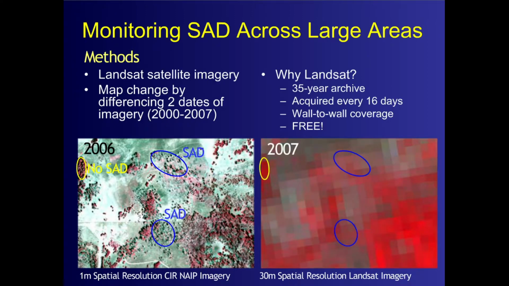There's the same thing for 2007. Let me go back here. Watch this polygon here, 2000, 2007, virtually no change. And again, the blue ones, 2000, 2007. And you can see the decrease in the red coloration of these pixels here, showing that change.